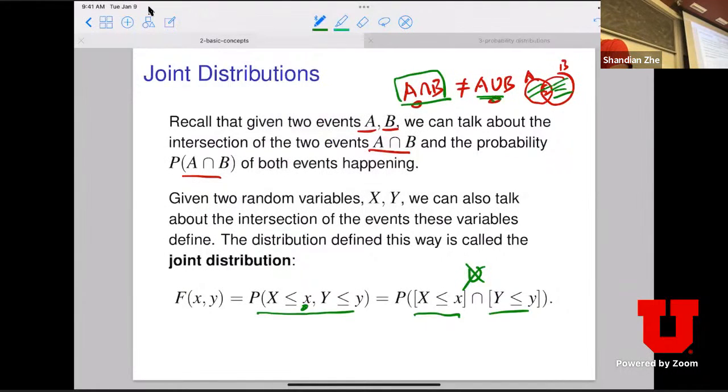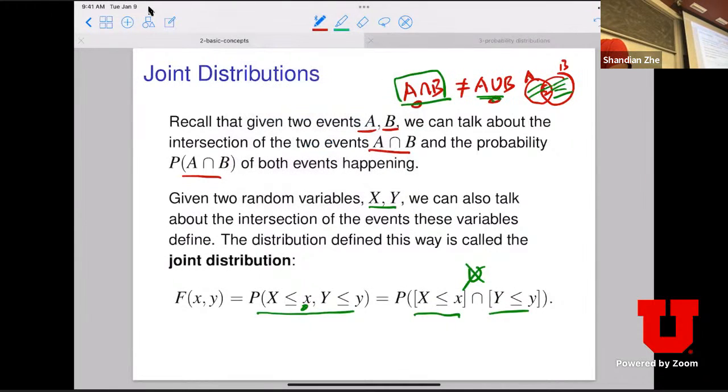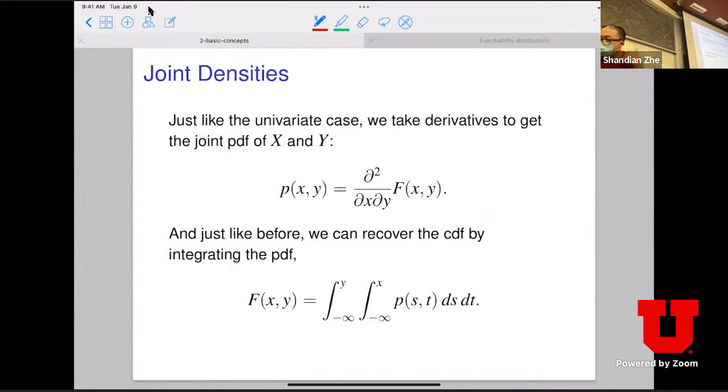So given two random variables X and Y, we can talk about the intersection of the events defined on those variables, and the distribution defined in this way is called the joint distribution. This is called the joint cumulative distribution. Then we can take derivatives over it. If you take a second order derivative over X and over Y, you get the joint probability density function for X and Y.